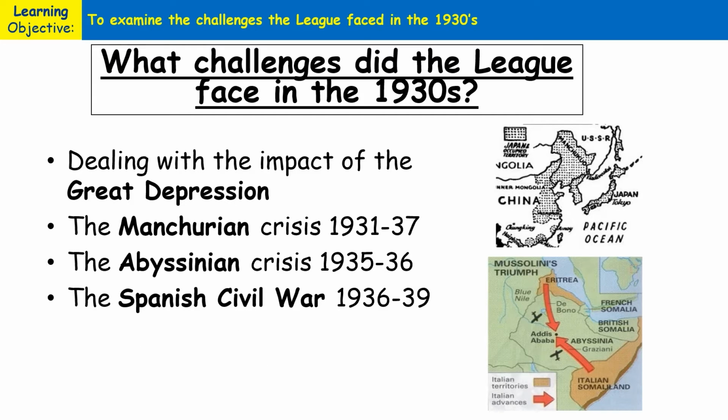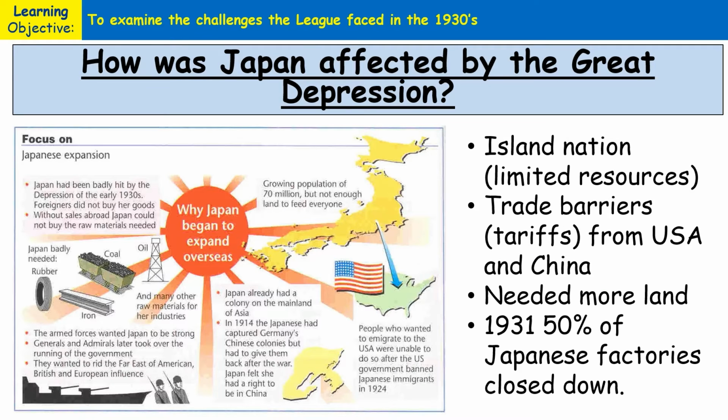And also another crisis that you don't really need to know too much about as part of the AQA history specification is the Spanish Civil War, which occurred between 1936 and 1939 between nationalists and socialists pretty much in Spain, and in the end the nationalists won. But like I said, you don't need to know too much about the Spanish Civil War as part of your AQA GCSE specification. So how was Japan affected by the Great Depression?